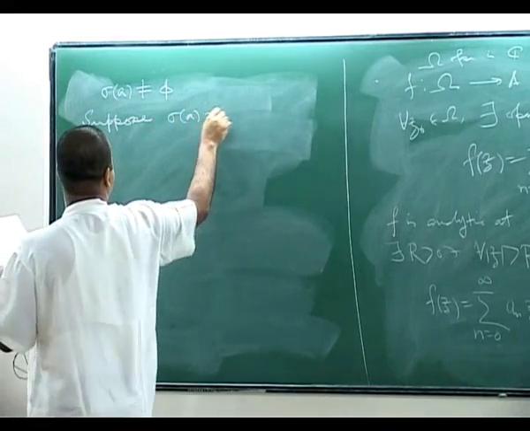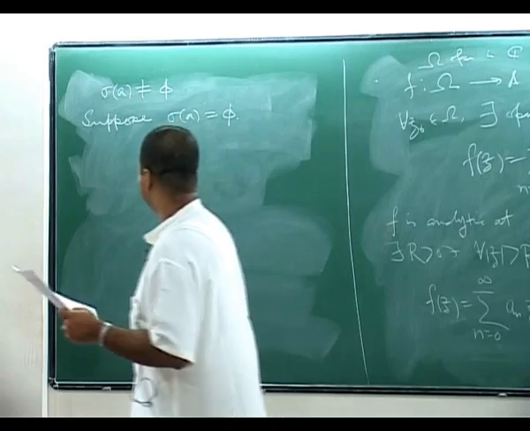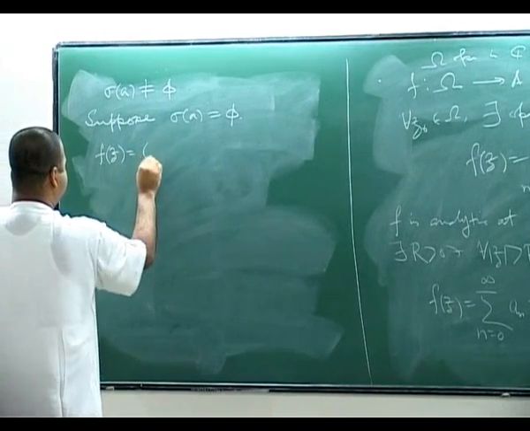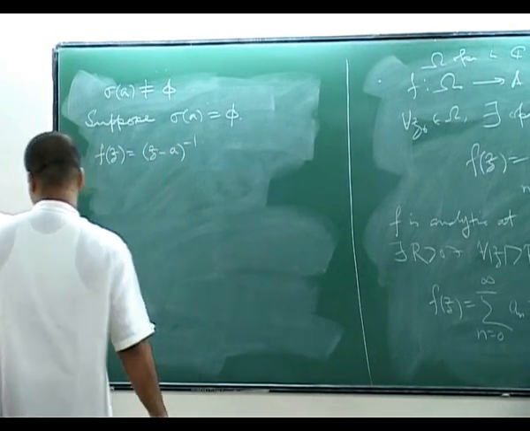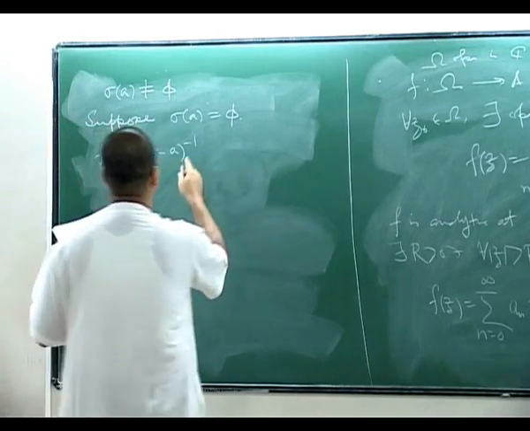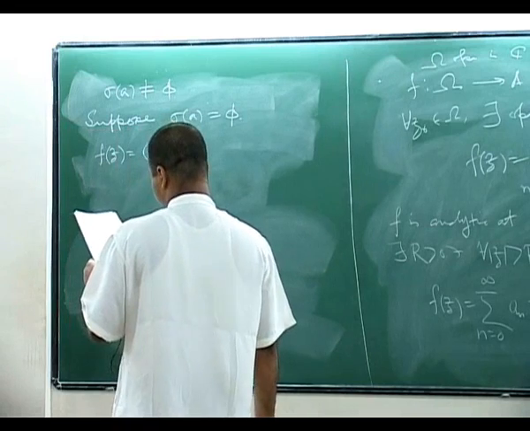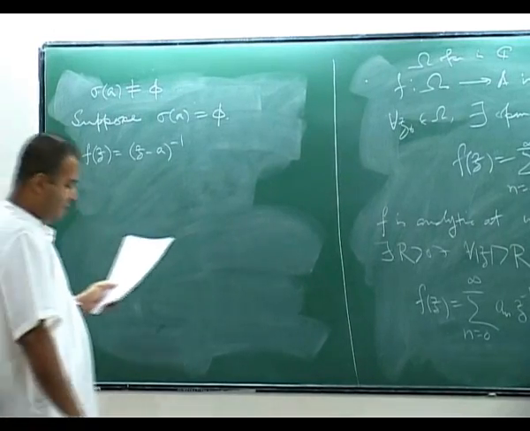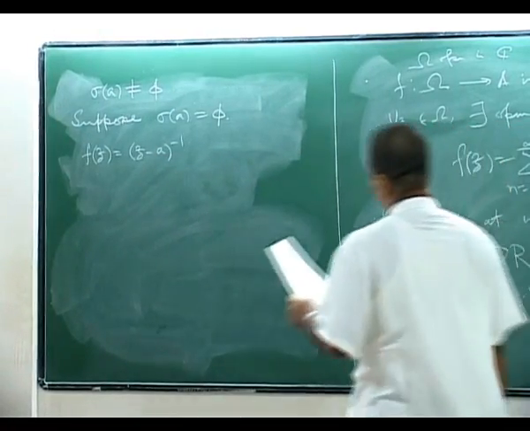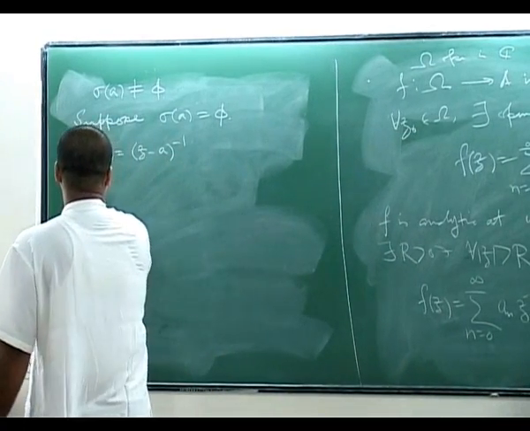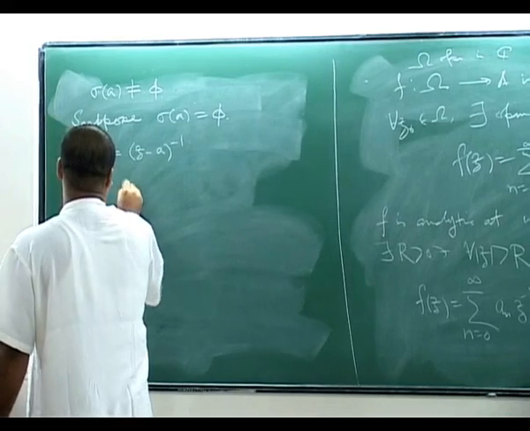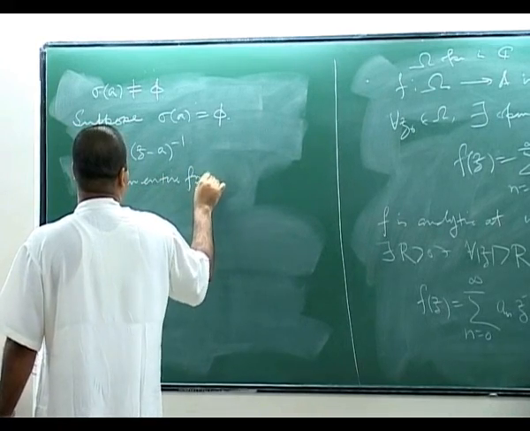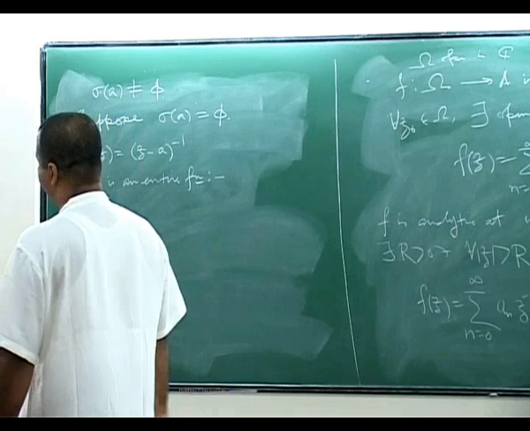Suppose sigma A is empty, then we can consider this function f(z) as (z minus A) inverse, and let us verify that this is an entire function.